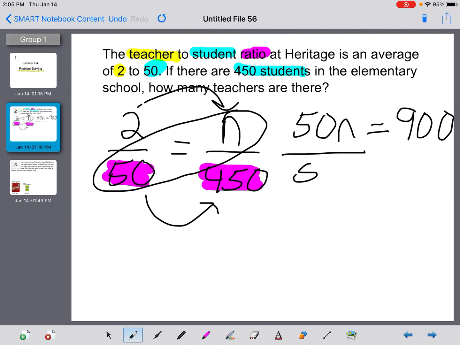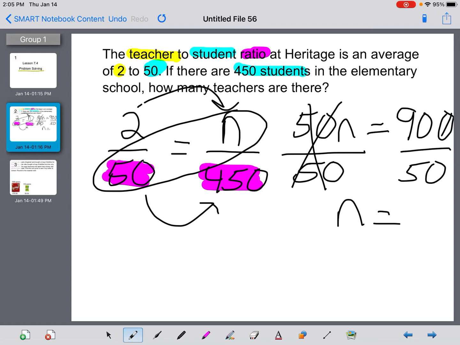I ask myself, what's happening to n? It's being multiplied by 50. So I'm going to do the opposite. I'm going to divide. What I do to one side, I must do to the other. This cancels out. So I get n equals 900 divided by 50. Because I have zeros at the end, I can cancel out this 0 and this 0, and think, okay, what's 90 divided by 5? Well, I know 5 times 10 is 50, and 5 times 8 is 40. And 50 and 40 together equals 90, so I add 10 and 8 together, and I get 18.